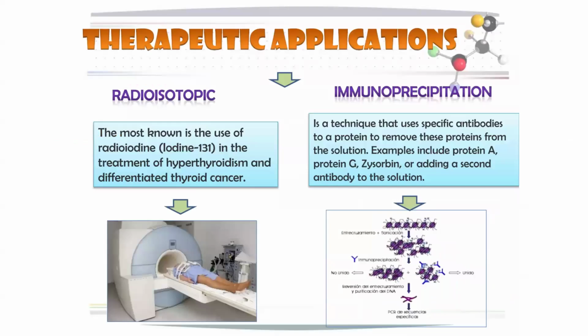Then, of course, therapeutic applications. In therapeutic applications, you can use radioisotopic methods or immunoprecipitation methods. For example, you can use iodine 131 in the treatment of hyperthyroidism and differentiated thyroid cancer. Because this is iodine 131, you can measure the movement of iodine in the body, and from there you can know the location and the specific area where that individual has a particular disease like thyroid cancer. And then immunoprecipitation is a technique that uses specific antibodies to a protein to remove these proteins from the solution. So these are some of the applications of medical biochemistry.